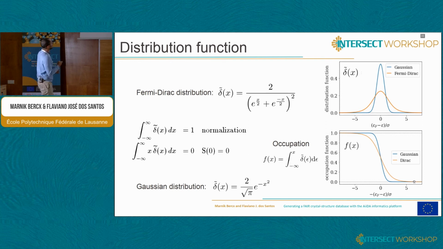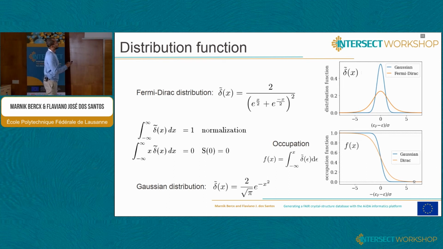So what we do instead is to consider all the distribution functions that still satisfy some conditions of normalization, and also that produce entropy that goes to 0 at 0 temperature. And one popular choice is to use the Gaussian distribution function, which is plotted here in blue. And you can see that these go quicker to 0.